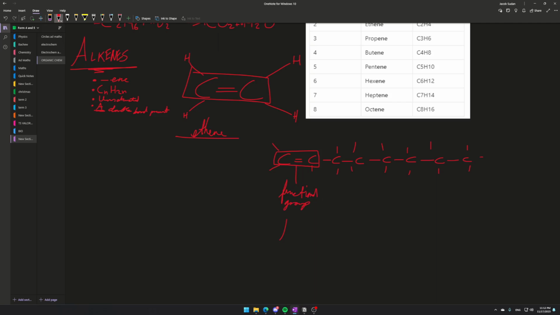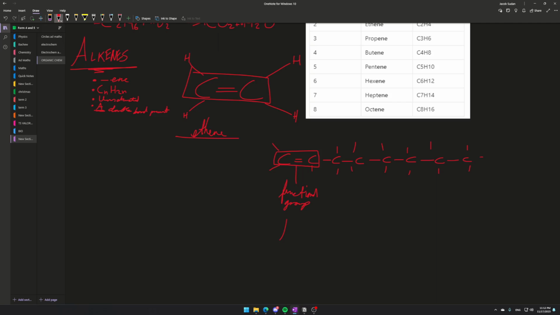Because they have the double bond, they are said to be unsaturated, and alkenes are more reactive than their alkane counterparts, their single bond counterparts. So there's a lot more reactions that could occur.